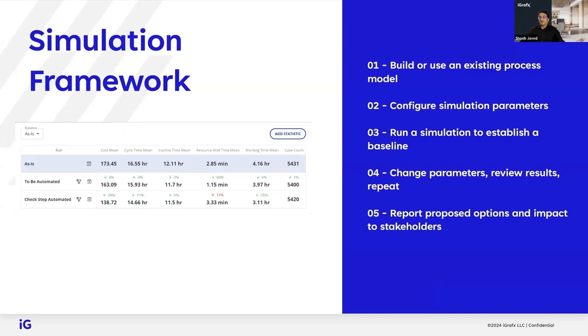It's infinitely configurable, so all scenarios can be handled. You run a simulation to establish a baseline, and then you can change parameters, any number of them, and then view the outcome. And then you can compare the two and say, okay, which one's better for which outcomes? And then you can report on this.